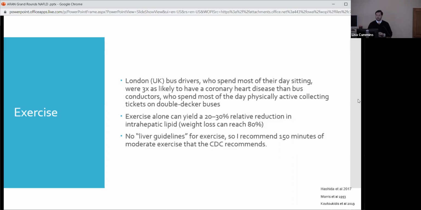You want to encourage working out. Exercise alone can improve steatosis in the liver at about a rate of 20 to 30%. Now, weight loss is going to give you a higher yield. With weight loss, about 80% of these patients overall are going to have some improvement.